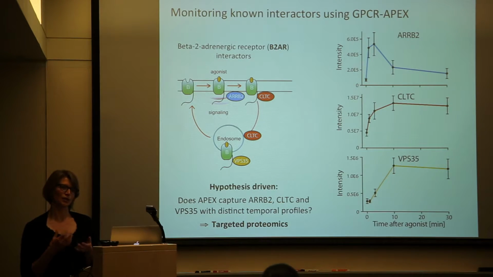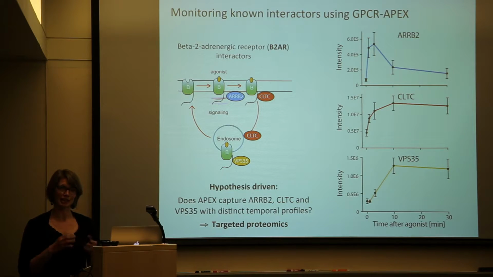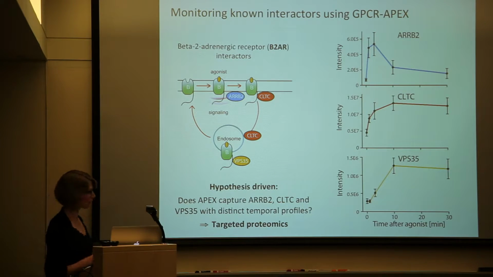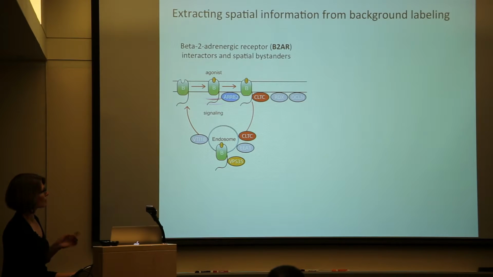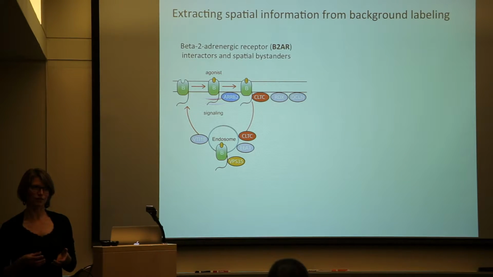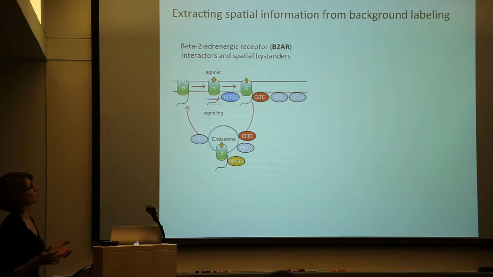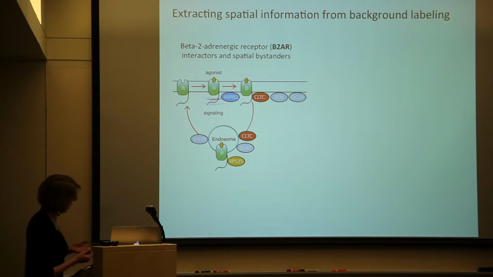Now you can imagine, I told you about this 20 nanometer radius of biotinylation. So obviously 20 nanometers is quite a wide range, and you don't only expect that the interactors get labeled. So what we thought is, while you think that it's maybe a disadvantage, we thought this could also be an advantage. And we were wondering, can we use some spatial bystanders of our receptor that are labeled over time to gain information about the localization of the receptor at different time points.